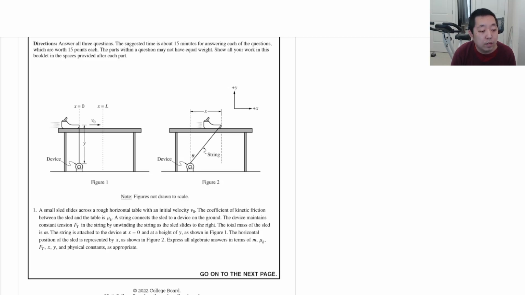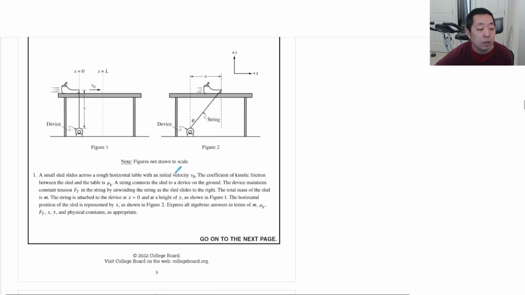The string is attached to the device at x equals 0, height of y, as shown in figure 1. Horizontal position of the sled is represented by x, as shown in figure 2. Express all answers in terms of m, mu k, Ft, x, and y as appropriate. Okay, cool. So the y is the height. Now the x and the y are changing.